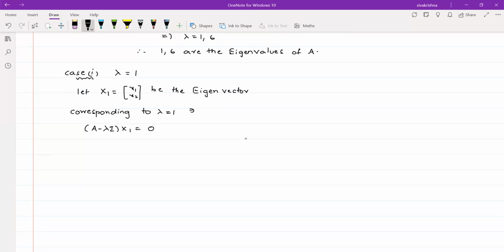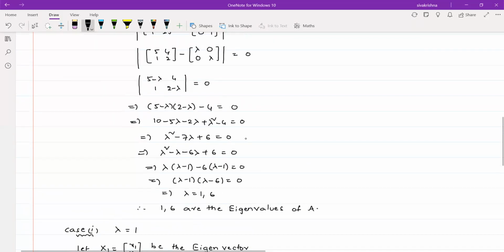Okay, this is the equation we have to find the eigenvector, from the definition, so I have written this particular equation. And in this equation, we have to substitute lambda equal to 1. So A minus 1 into I into X1 is equal to 0. So 1I is nothing but I, so we have to write A minus I into X1 is equal to 0. It means we have to subtract the identity matrix from A.